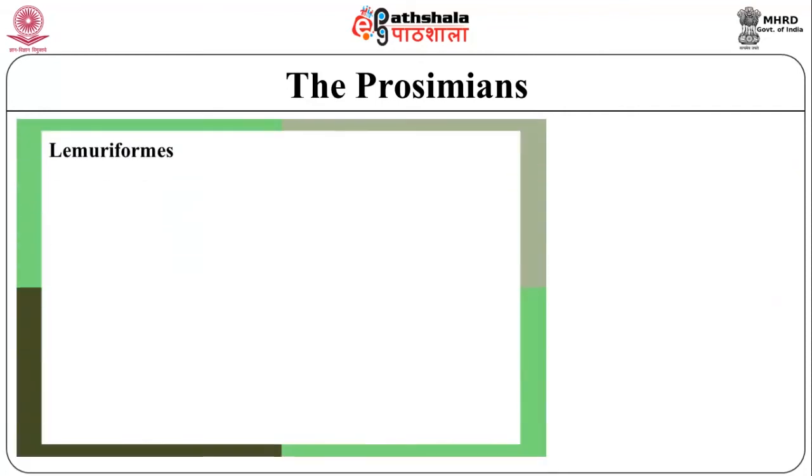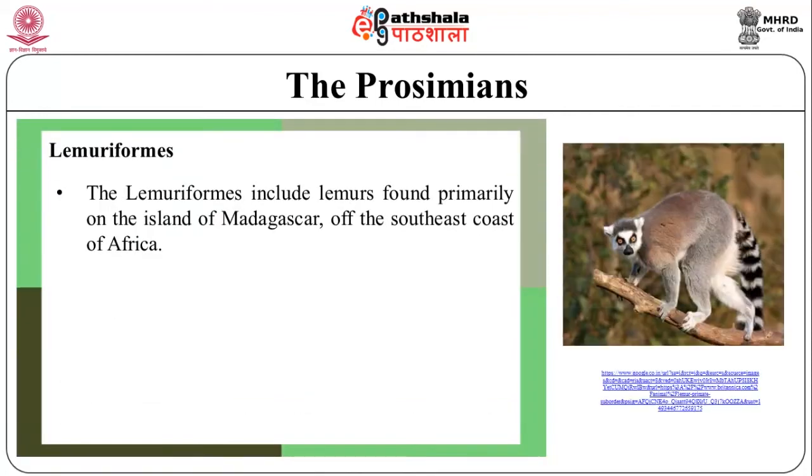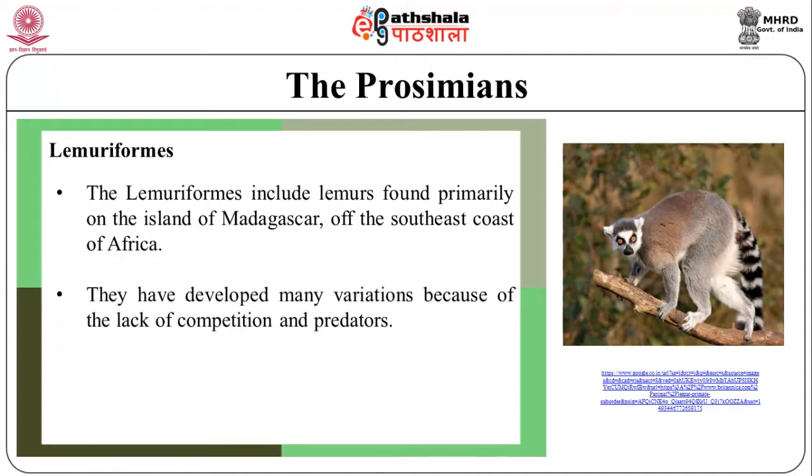Now, the Lemuriformes. The Lemuriformes, which include lemurs, are found primarily on the island of Madagascar off the southeast coast of Africa. They have developed very many variations because of the lack of competition and predators. The members of one genus, the mouse lemurs, are smaller than a mouse, and they are the tiniest living primates.